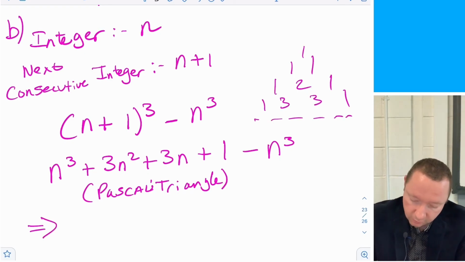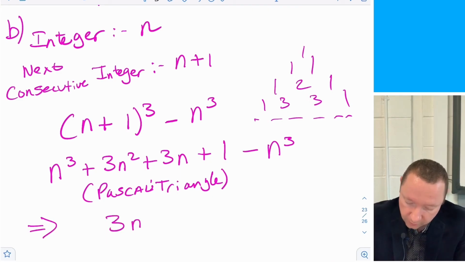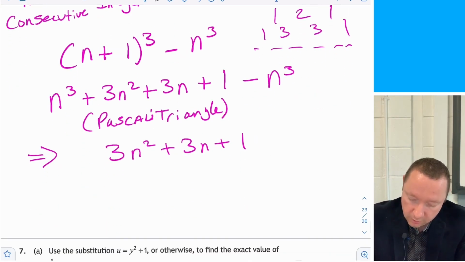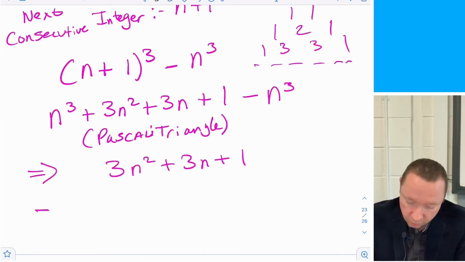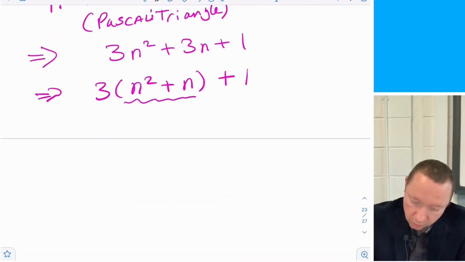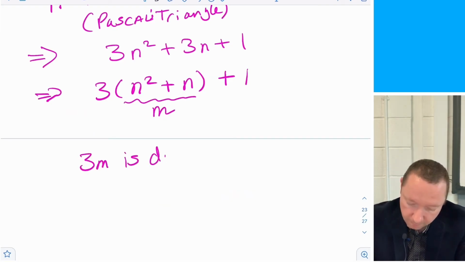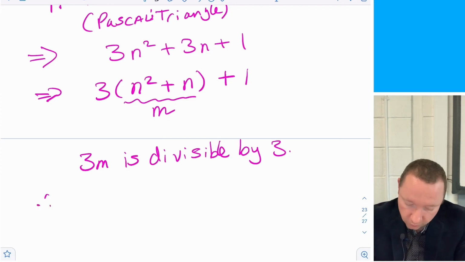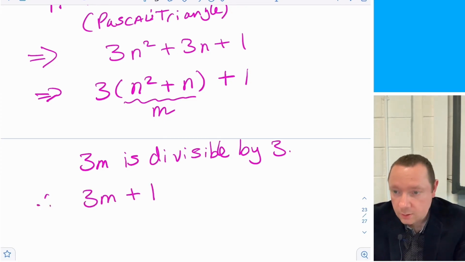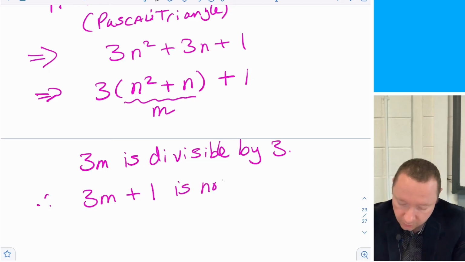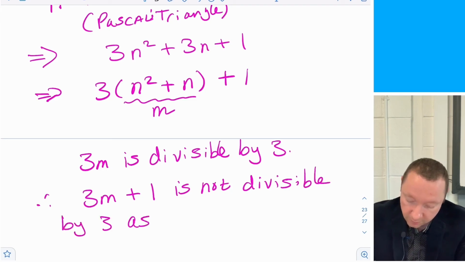That implies n cubed minus n cubed is nothing. We've got 3n squared plus 3n plus 1. You should be able to see there that we've got 3 bracket n squared plus n plus 1. So let's just call that m. That's 3 times m. So 3m is divisible by 3. And therefore, obviously, 3m plus 1 is not divisible by 3, as there is a remainder of 1. Always a remainder of 1.